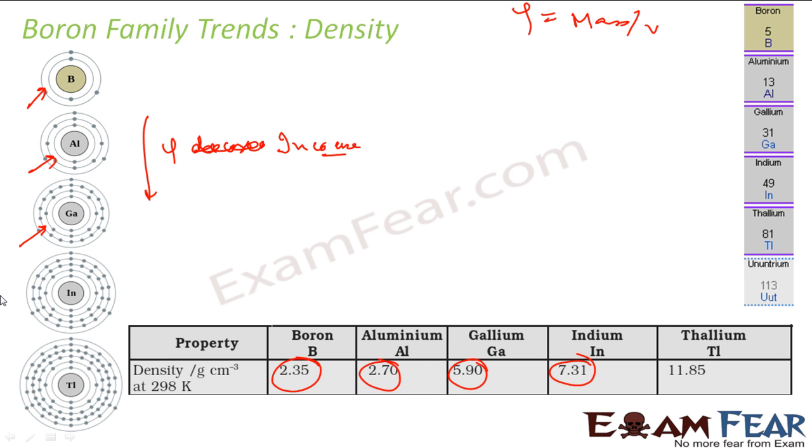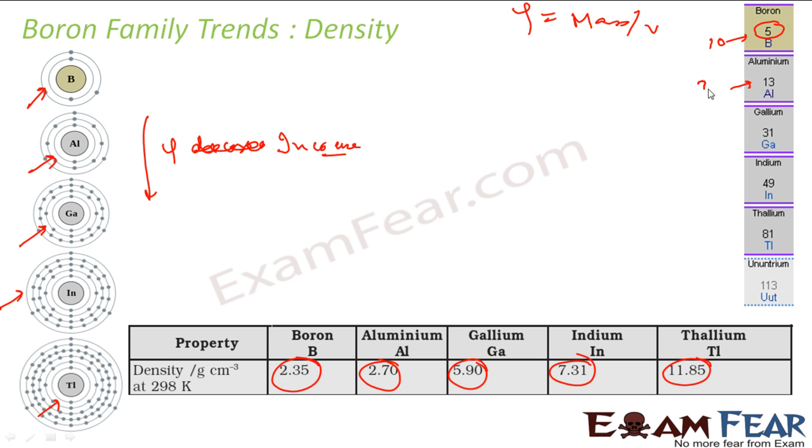Indium increases to 7.31, and thallium is 11.85, an even larger increase. So as you go down, the density increases. Why? Because the mass increased a lot. If you compare boron, the atomic mass was almost 10, and it is just doubled.